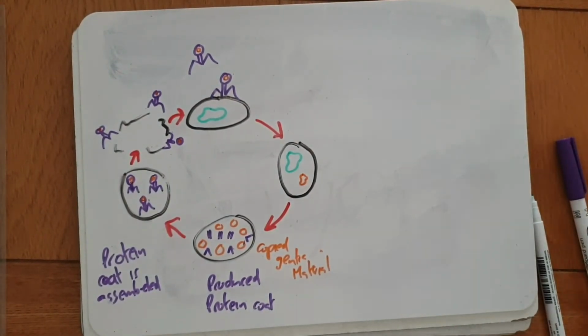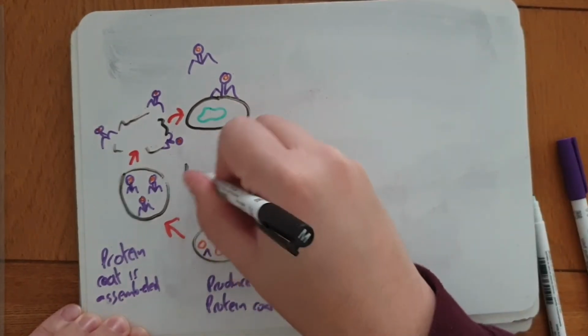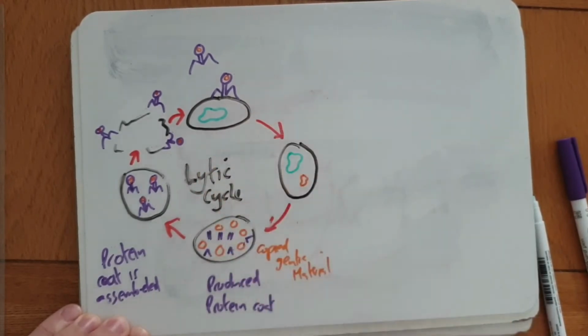This cycle has a name. It's called, should have used a different pen. It's called the lytic cycle.